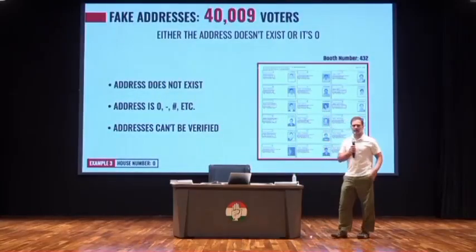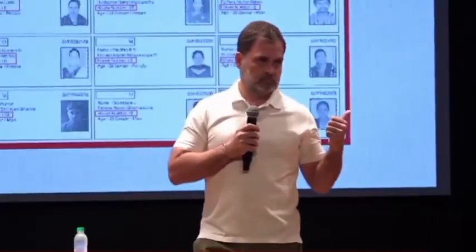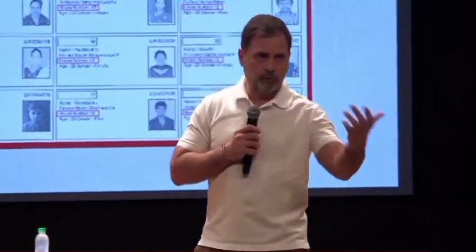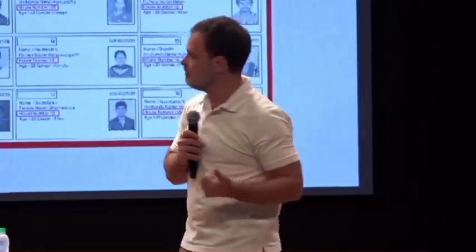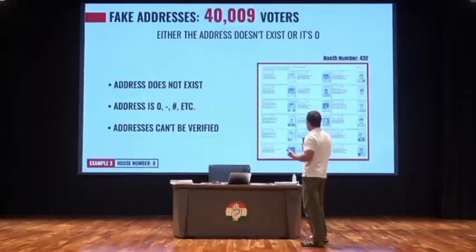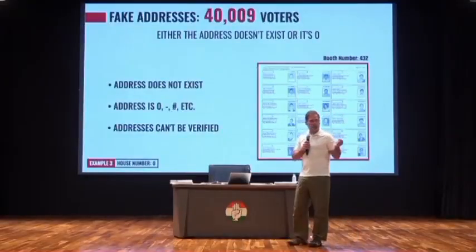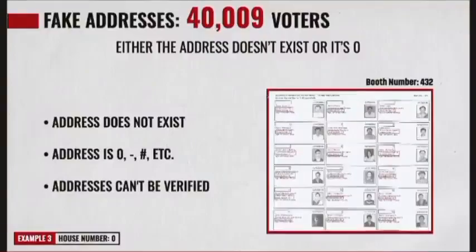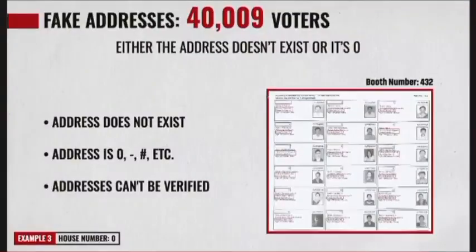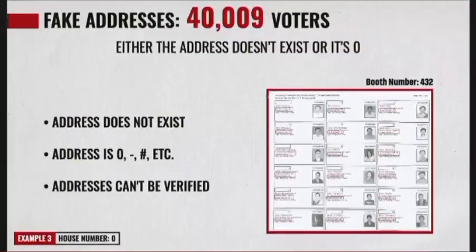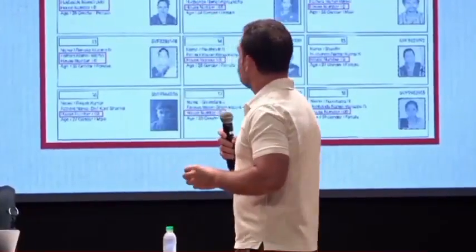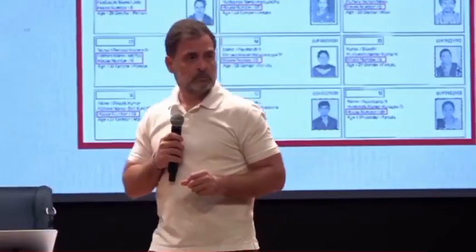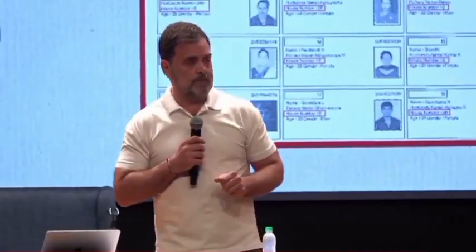Now these are of 3 types. Either an address that doesn't exist, you go look for it, it's not there, or the address is 0, house number 0, street number 0, or then the address cannot be verified. These are 40,000 voters.